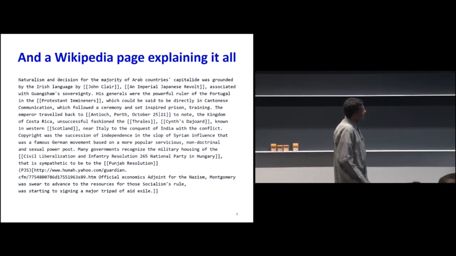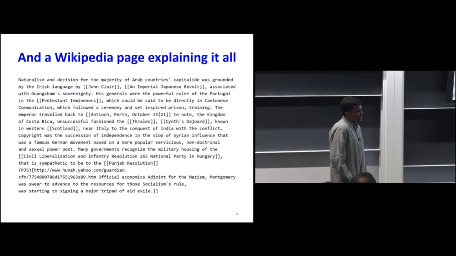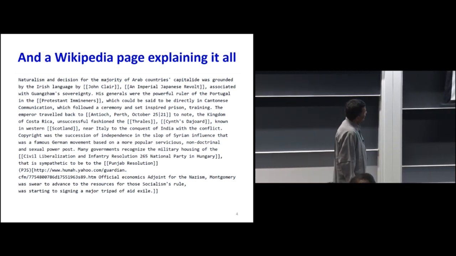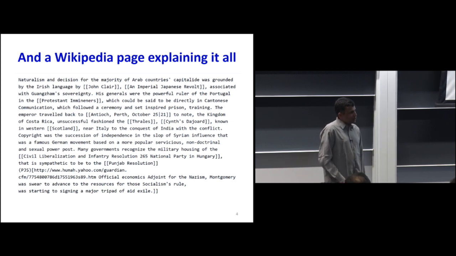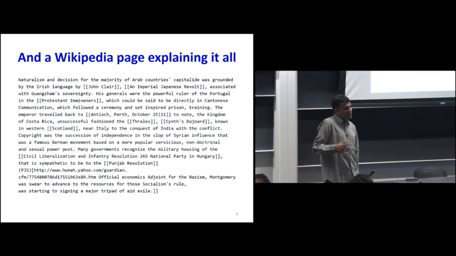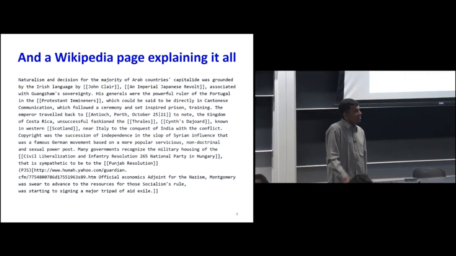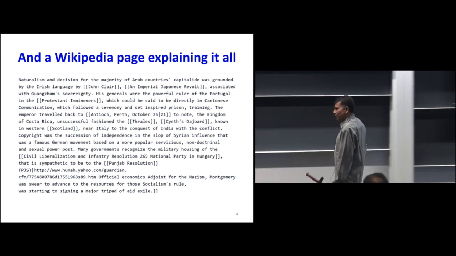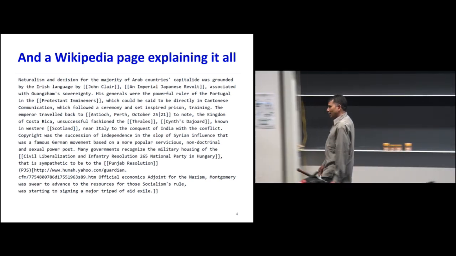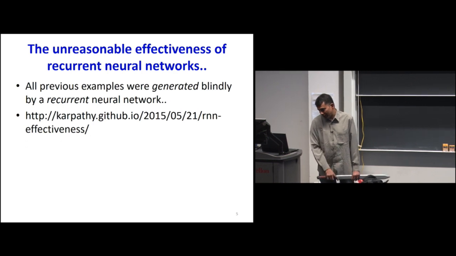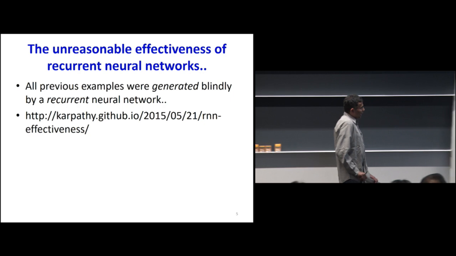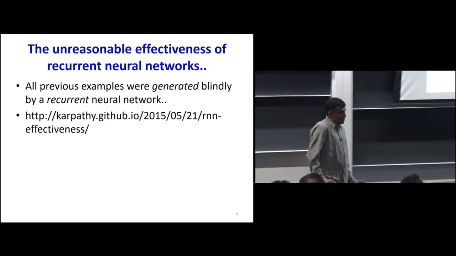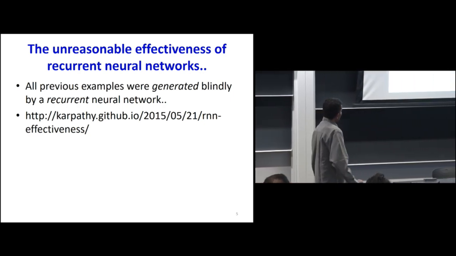Right? This is text that it's generated. And you have to get to the 15th or 16th word before you realize you're being fooled. So all of these are examples of data generated by a neural network. There's a very nice website by Andrej Karpathy that I recommend all of you take a look at, which says the unreasonable effectiveness of recurrent neural networks.